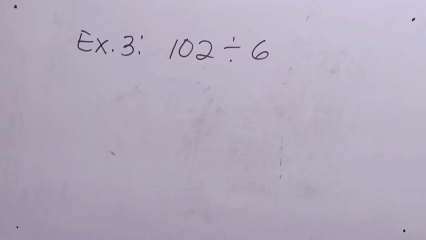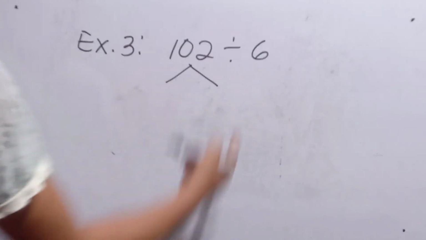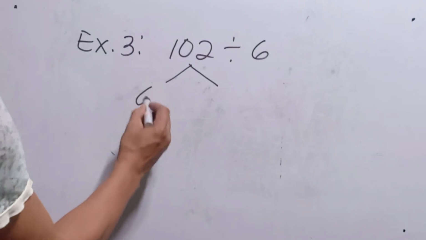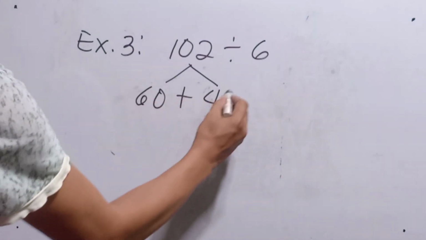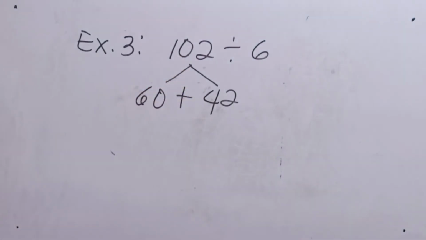Okay, let's have one more example. Example number 3, we have 102 divided by 6. So can you think of two numbers that can easily be divided by 6? Yes, it's 60 plus 42. Correct. 60 plus 42 will give you 102.